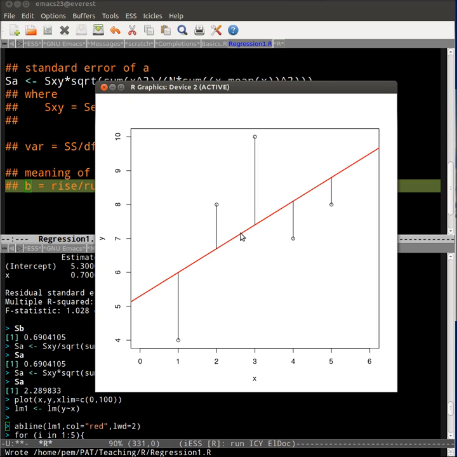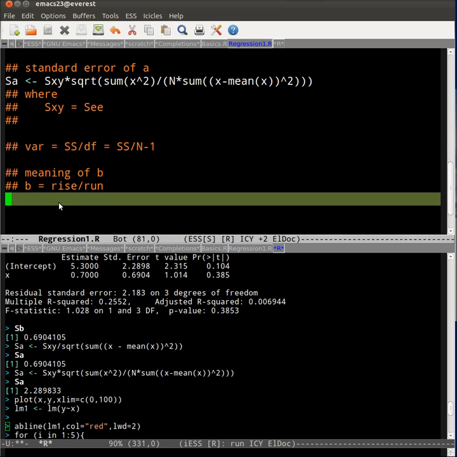It is how much increase can we expect in y for every incremental increase in x. So that means that B is always expressed in y units over x units. Now why is that? Let's just take a look at what the equation looks like. Y equals bx plus a.